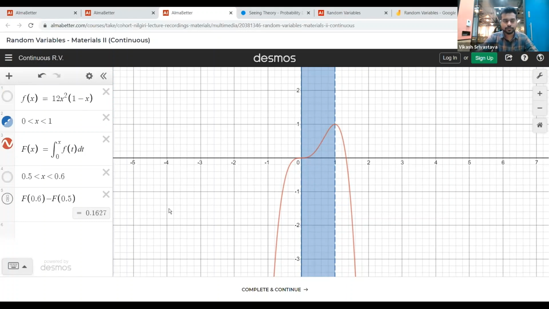Then let's say we define 0.5 to 0.6 as the interval. What is the probability? We can write here, this will be 1627 divided by something like this. So this is essentially what is F of 0.6. Okay, one second.